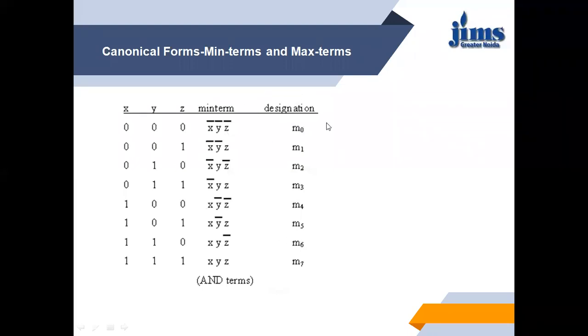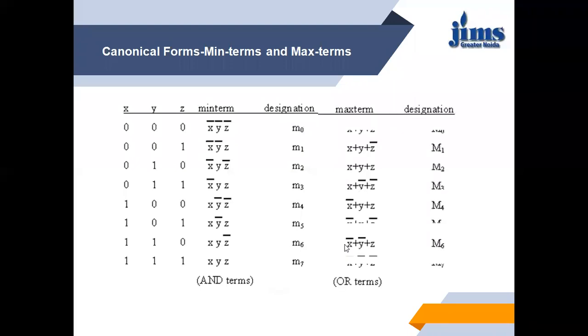And the designation of these min terms is, this 0 is represented by small m, subscript 0, m0. This value 0, 0, 1 stands for 1, so it will be m1. 0, 1, 1 stands for 3, then the min term designation will be m3. Here 1, 0, 1 stands for 5, and the expression is x, y bar, z. It will be represented as m5. 1, 1, 1 stands for 7, and the min term is x, y, z. And the designation will be m7. So all product terms are known as min terms.